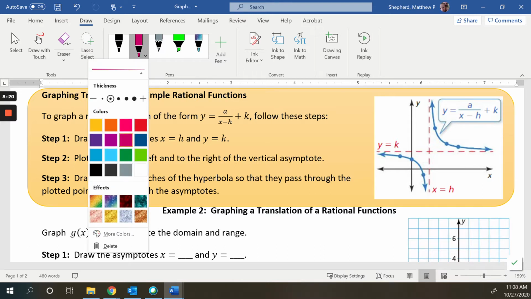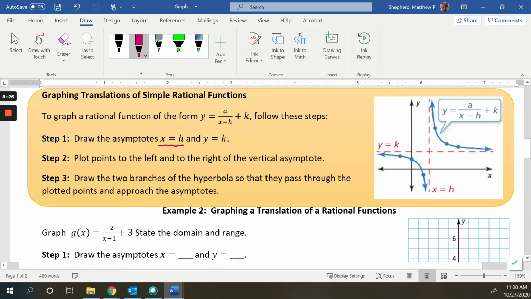What h and k are going to do is create new asymptotes. Rather than our asymptotes being at x equals 0 and y equals 0, our new asymptotes will be at x equals h and y equals k. It's going to move where those are. Before, our vertical asymptote was always at 0 because we can never have the denominator be 0. But if this is x minus h, then x would have to equal h for the denominator to be 0. So that's why that asymptote gets shifted over to wherever h is.